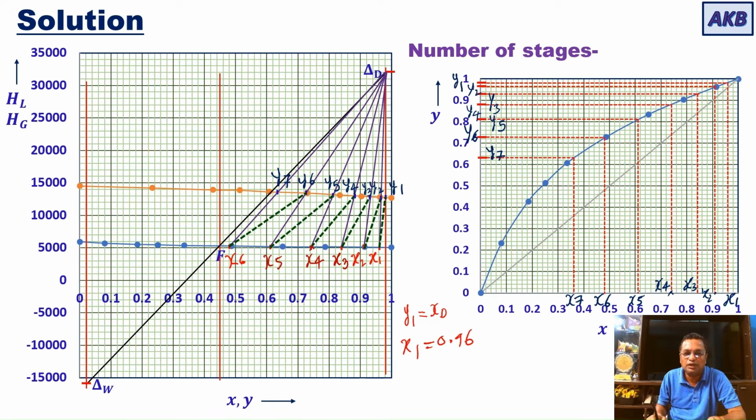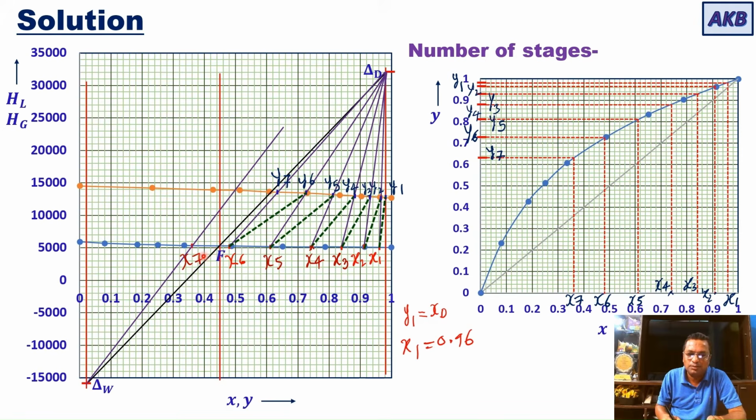Let us take this value of X7 and come back to the enthalpy concentration diagram. I'm going to locate it at 0.36. It will be located over here, and this is X7. Now when you get X7, you can see we have crossed the line that is drawn through these three points, delta W, F and delta D. So we have crossed the point F.